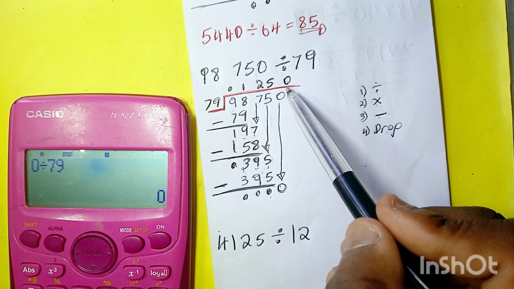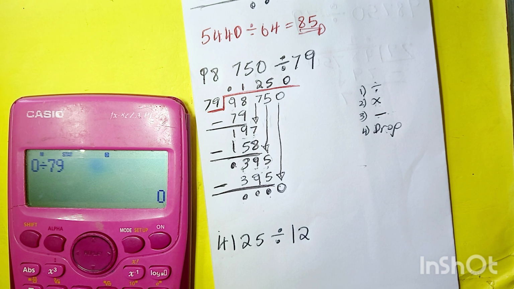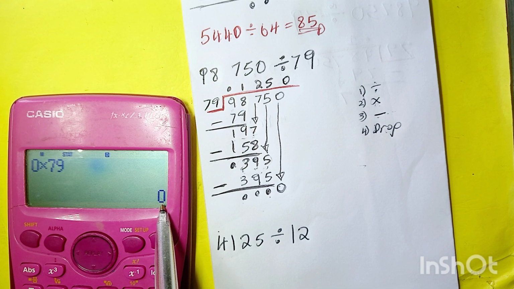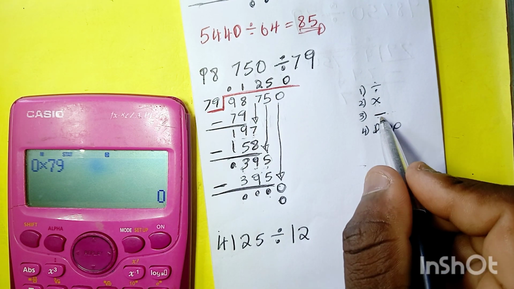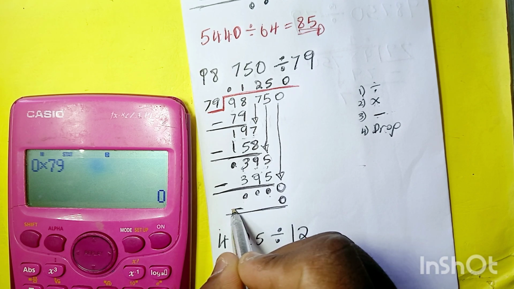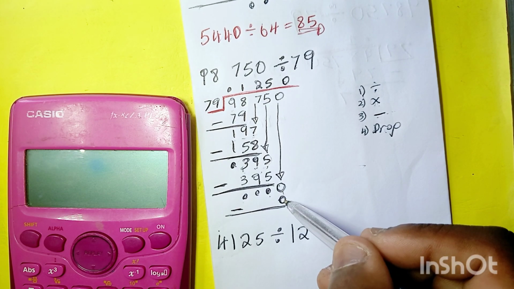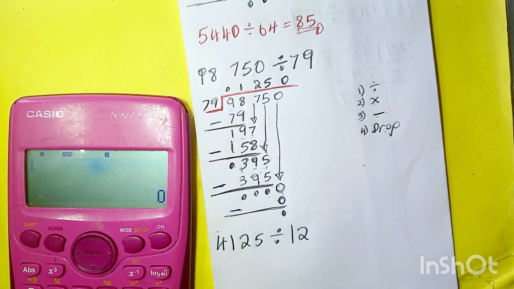And I say 0 multiplied by 79. So here I got 0. Meaning now I underline and subtract. 0 subtract 0, you get 0, guys. If you say 0 subtract 0, you get 0.